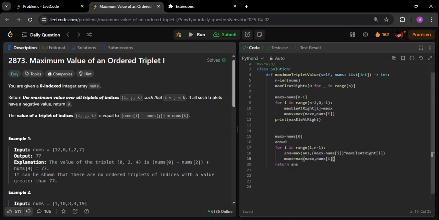Okay, since nums of i is not considered as of now, we'll make that considered now. See, max is compared with nums of i, and whichever is greater is now being stored in max. So this max will now be used in this particular place. Okay, in this particular place this will be used now. And finally, return the answer.